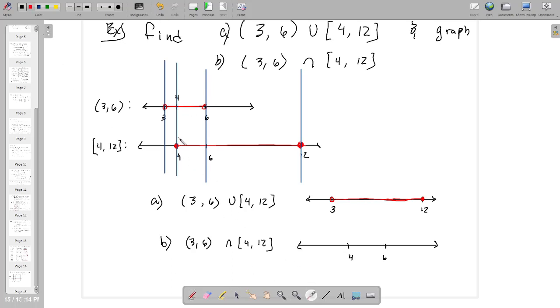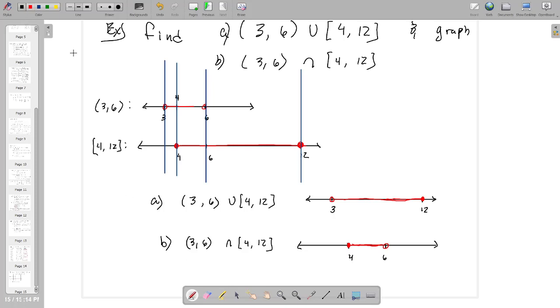Note that 6 is not contained within this set. It's an open circle. So we have an open circle at 6 because 6 is only contained in the second set. 4 is contained in both, so we close this circle. It looks like that.